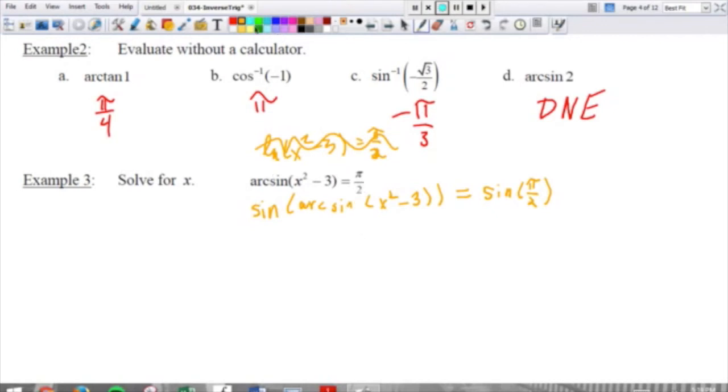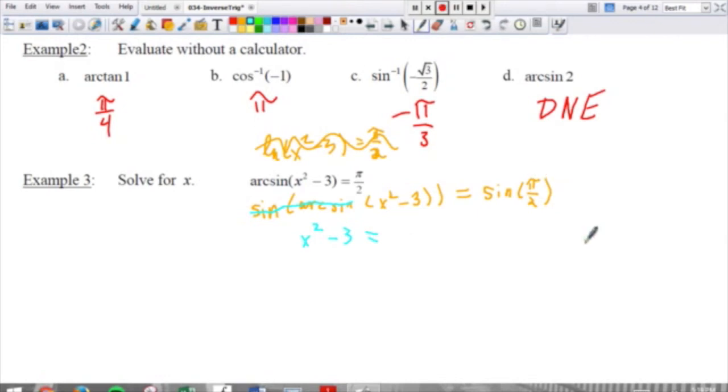Just like e and natural log. Just like, again, root 2 and... Oh, God, not root 2. Oh, my God. That's what you all think. Squaring and square root cancel out. Log and e cancel out. Sine and arc sine cancel out. We're left with x squared minus 3, and sine of pi over 2.